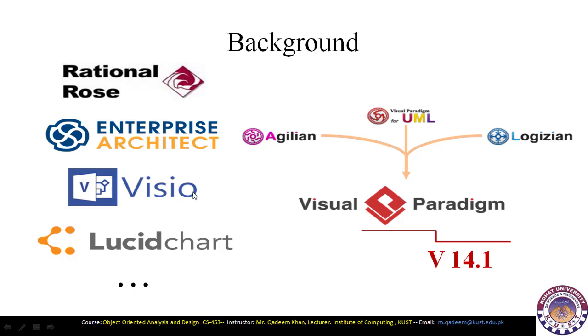But this tool, the Visio, doesn't communicate with any sort of programming language. That means this tool does not convert our model into a particular programming language or vice versa. Lucidchart is also one of the tools. Similarly, Agilian, Logician and other UML tools are also used for modeling. Now, visual paradigm is a very good tool. We will use visual paradigm in a few of our lectures to model the UML.